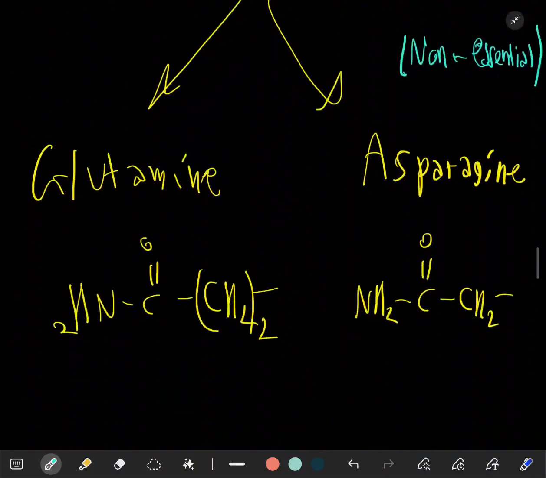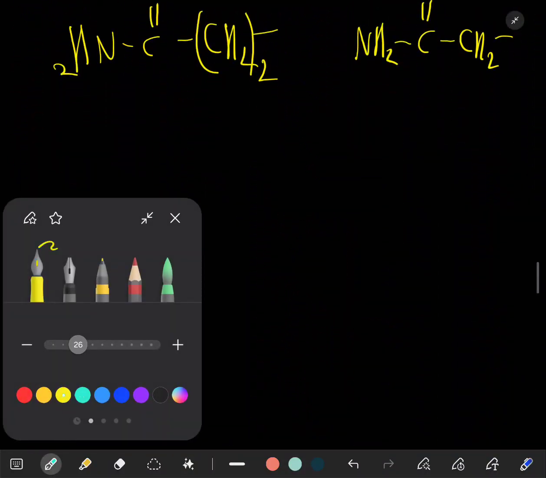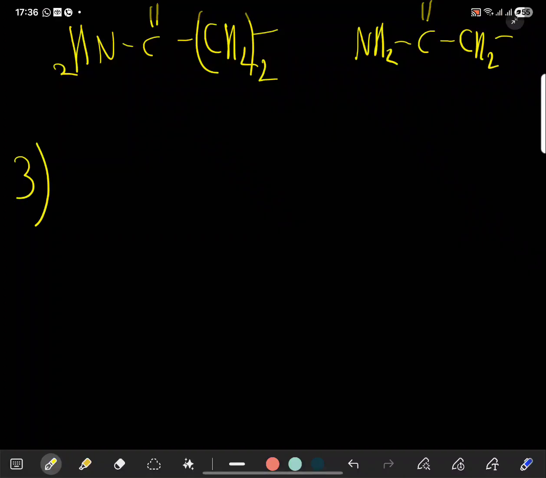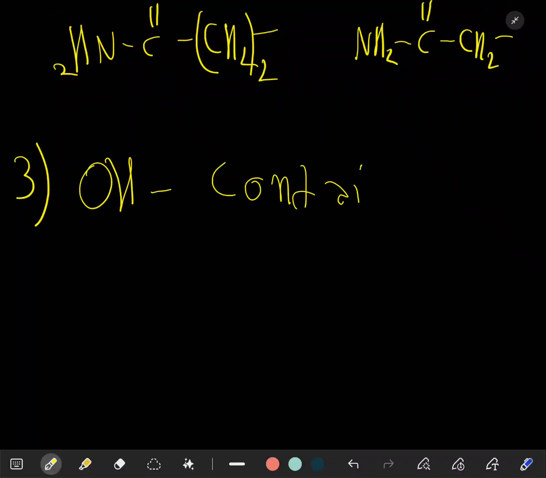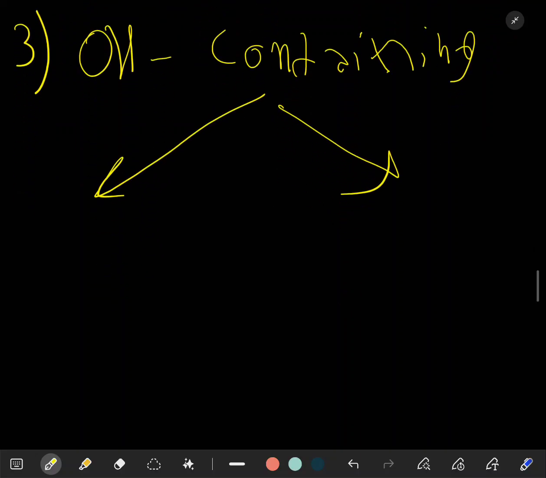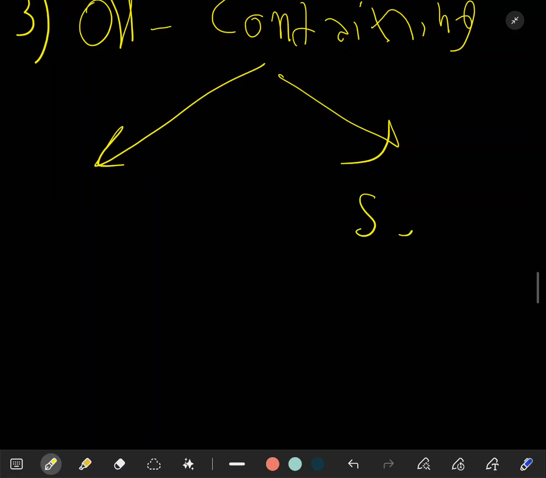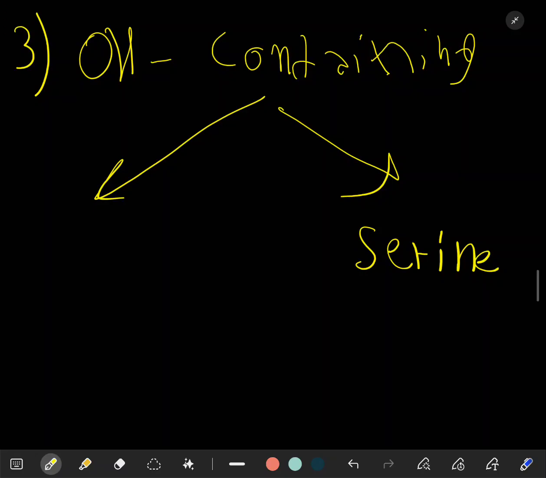Then we have the OH containing. If you can recall, we have already done one OH containing, which was serine. So over here we have serine, and as we remember, serine is non-essential. Then we have another essential amino acid which is OH containing. So this is essential and this is non-essential.